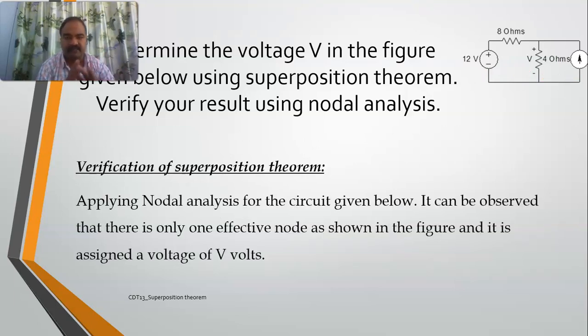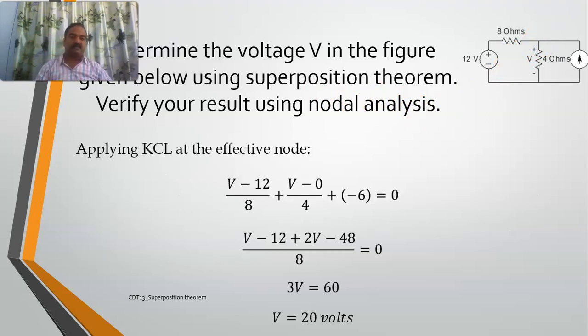Now let's check whether it is true or not. To check whether that 20 volts is true or not, let us directly take when both the sources are acting. You can directly apply nodal analysis here, right? So when I utilize nodal analysis, this is 0, this is 0, this is 12 volts and this is V or V1. Since there is only one node, I'll take it as V.